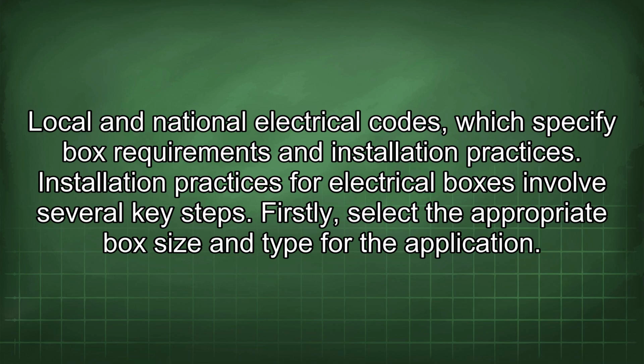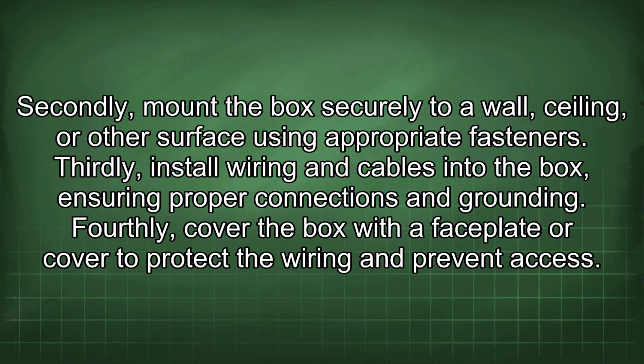Installation practices for electrical boxes involve several key steps. Firstly, select the appropriate box size and type for the application. Secondly, mount the box securely to a wall, ceiling, or other surface using appropriate fasteners. Thirdly, install wiring and cables into the box, ensuring proper connections and grounding. Fourthly, cover the box with a faceplate or cover to protect the wiring and prevent access.